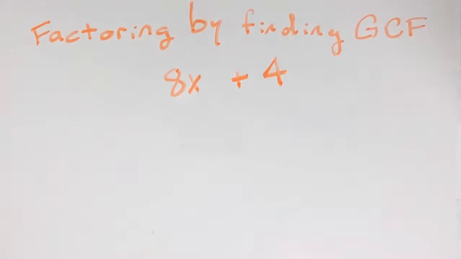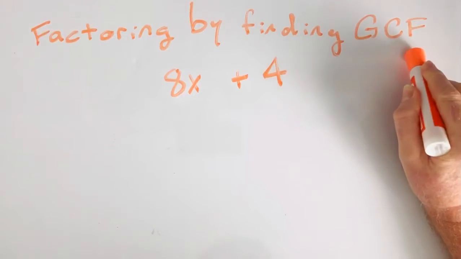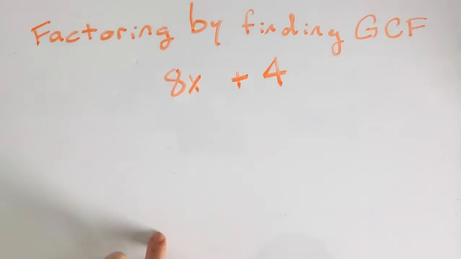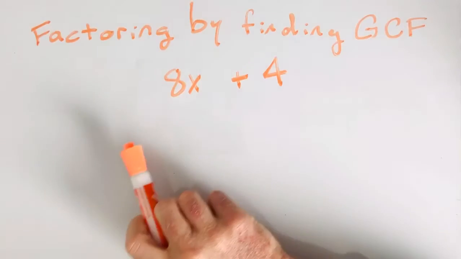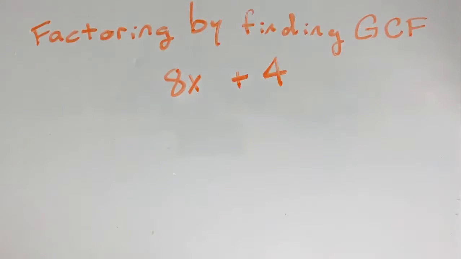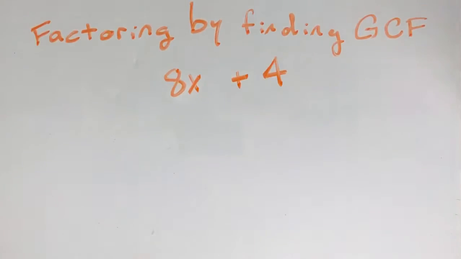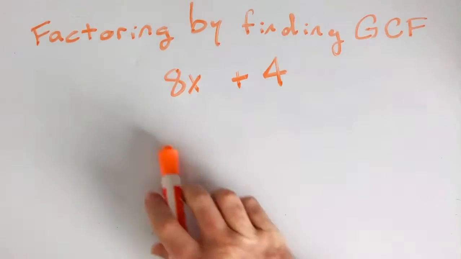Hey guys, today we're going to be factoring by finding the GCF. That's the greatest common factor. The way you do that is you look at all the terms that you have. Here we only have two terms. And I want to know what can I divide them both by. This is just the quick check to see what can I divide them both by.